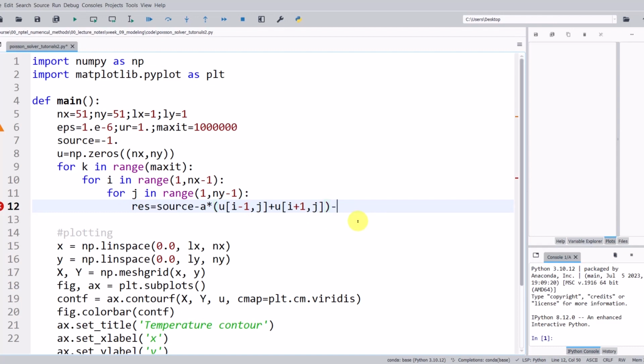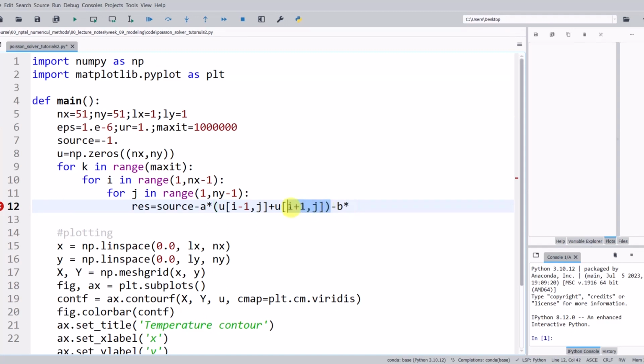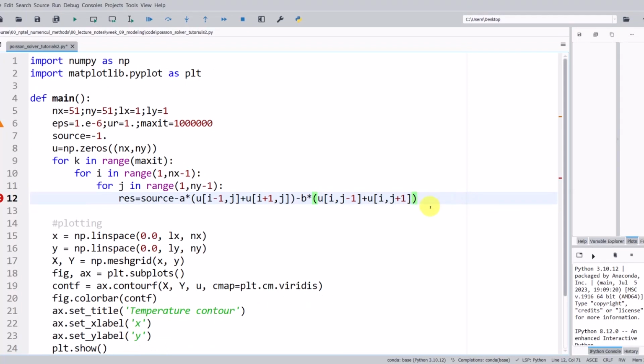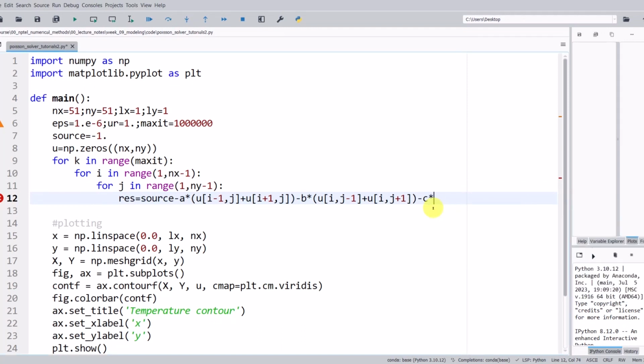Then the next term is minus b, which is basically very similar. It would be i, j minus 1 and j plus 1. So I can put it like this: i, j minus 1, j plus 1. Here I have this coefficient b, and then I have this coefficient c for this u_ij. So u_ij. So now let us set this a, b, c first.